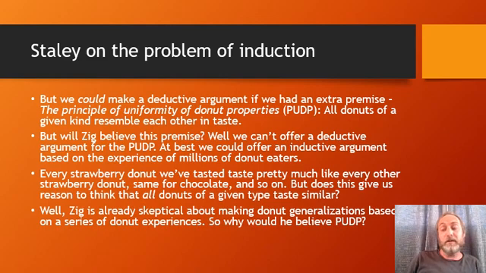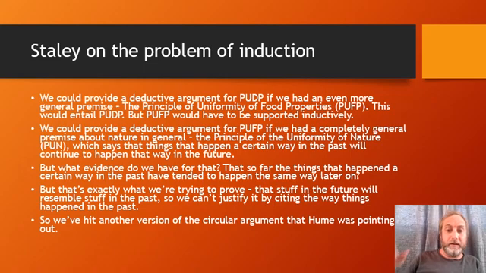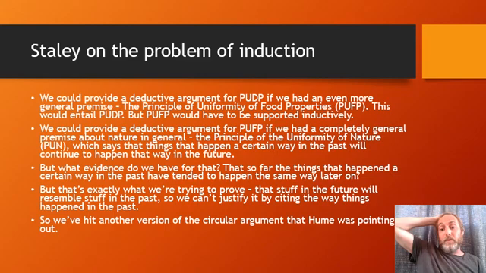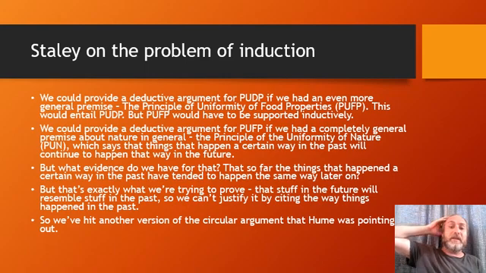It's always possible that there could be a strawberry donut that tastes nothing like all the other strawberry donuts, or at least it's not a contradiction just to think about it, right? So why in the world would Zig believe that? Well, we could not worry about inductively proving PUDP if we had another premise, right? And that premise was something like the principle of the uniformity of food properties, right?